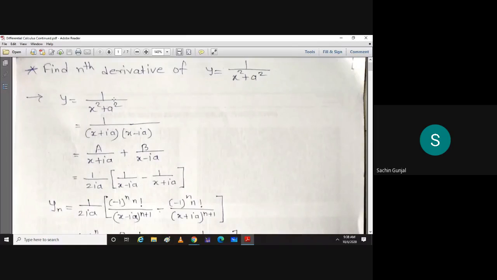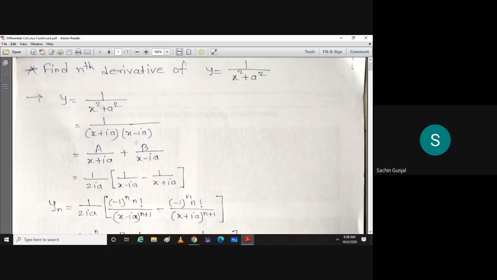So y is equal to 1 upon x square plus a square. Right now we don't know its nth derivative, but what we know is we can factorize this x square plus a square. The factors are x plus ai and x minus ai, where i is imaginary iota. If you do partial fractions, a upon x plus ai plus b upon x minus ai, you will get a as 1 upon 2ia and b as minus 1 upon 2ia.